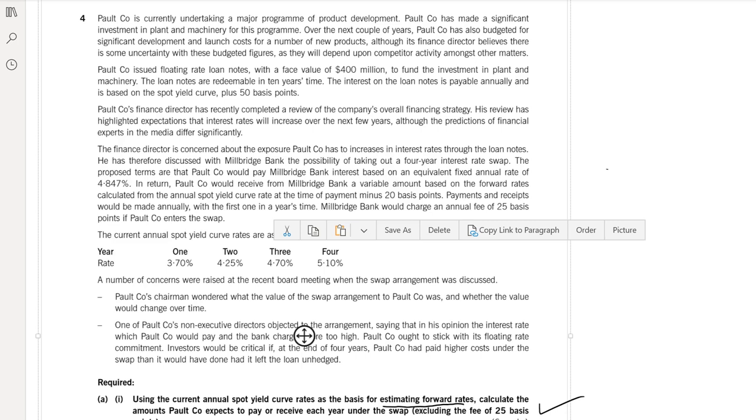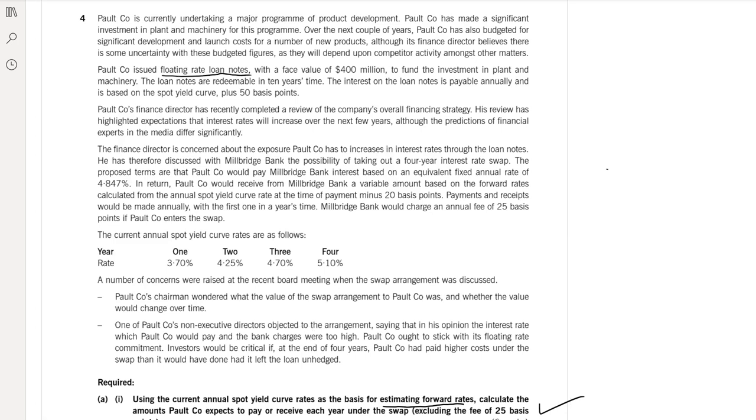Okay, the company issued a floating rate loan. The company has a floating rate loan with a face value of $400 million to fund the investment in plant and machinery. The loan notes are redeemable in 10 years time. The interest on the loan notes is payable annually and the rate is the floating rate plus 50 basis points. The company finance director has recently completed a review of the company's overall financing strategy.